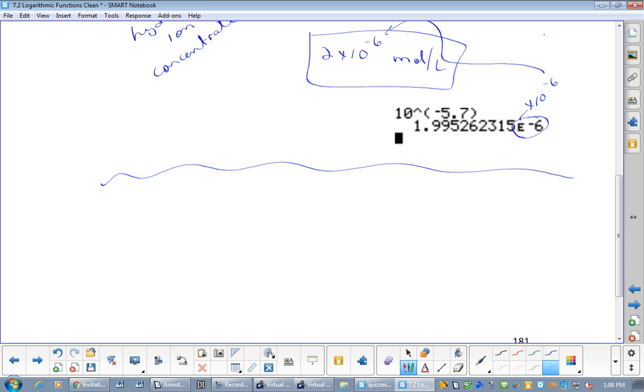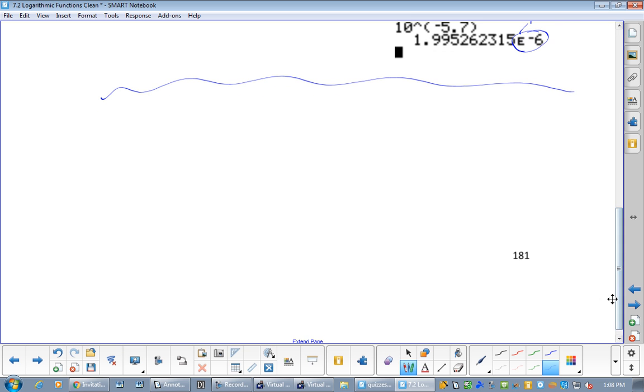Moles per liter is the units for concentration. Okay, can we just summarize today? If I have log a to the b equals x, what would that be? This is called what form? Log form. If I want to change to exponential form, what would that be? A to the x equals b.